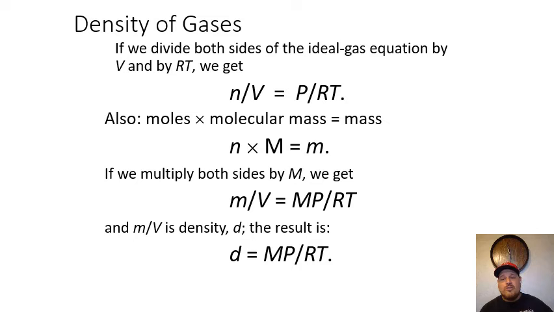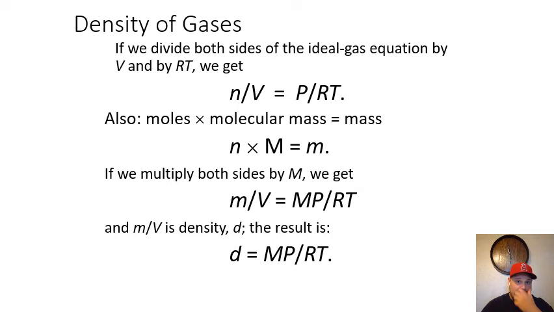So here we have some more uses for the ideal gas law, and we can actually use the ideal gas law to find the density of gases. Let's figure out why we can do that. First and foremost, if we divide both sides of the ideal gas equation by volume, the universal gas constant, and temperature, we get this new equation. Moles divided by volume is equal to pressure divided by the universal gas constant times temperature.